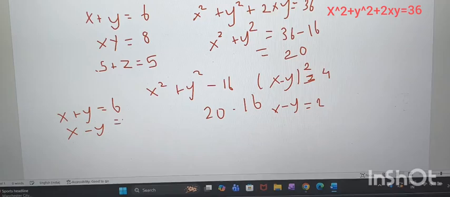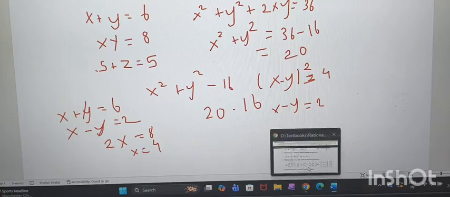If you simply add these equations, y gets cancelled. Then 2x would be 6 plus 2, that is 8, and x would be 4. And x plus y is 6 from the first equation. So 4 plus what is 6? That is 4 plus 2 is 6. So y value will be 2. So in this way we can find it out.